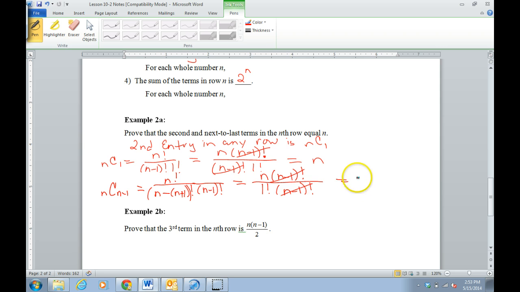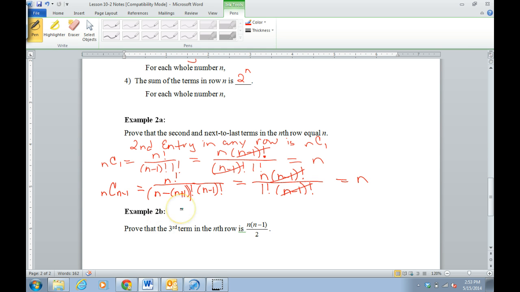So once again, I can prove to you by using symbols that the second to last is always the same as the row number. The second number in the row is always equal to the row number, and then next to last is always the row number.